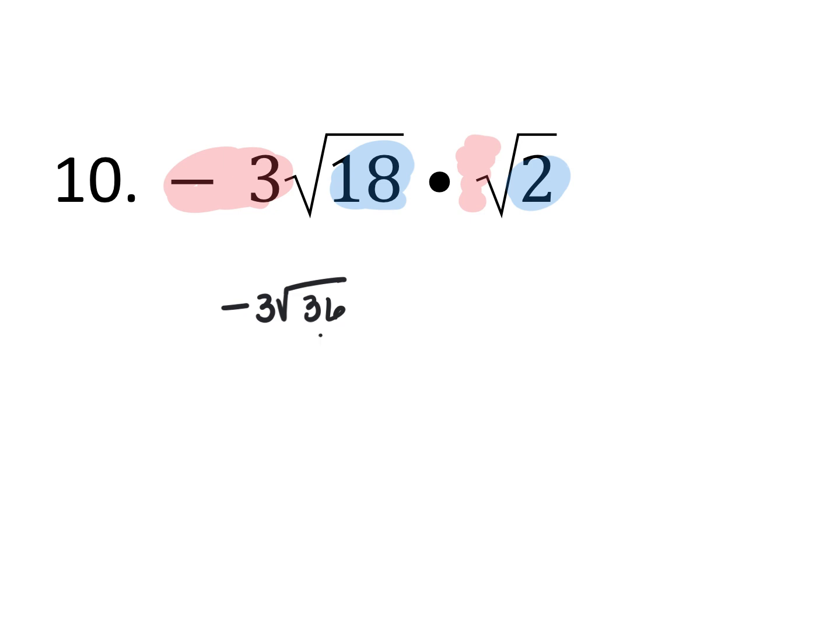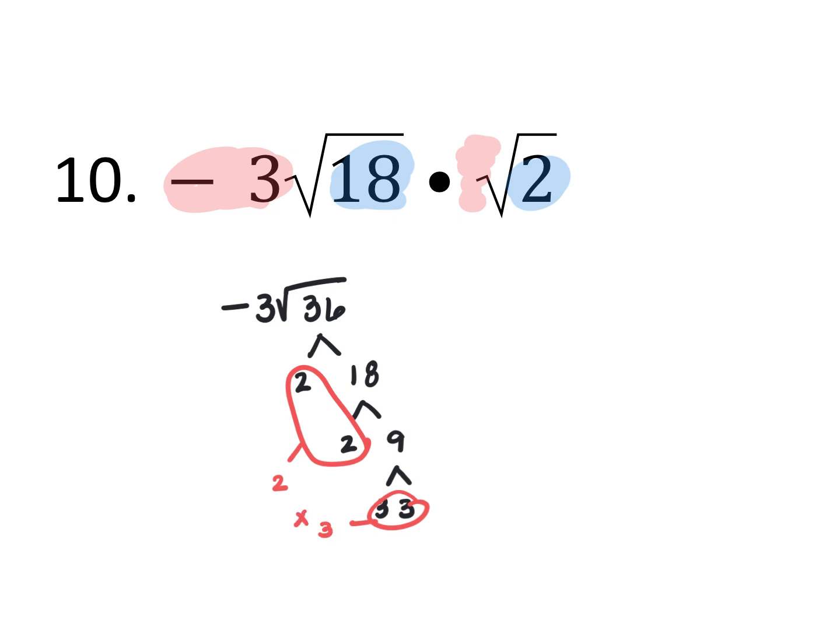And then 36 I can break up. So 36, I'm going to say 2 and 18. 18, I'm going to say 2 and 9. And 9, I'm going to say 3 and 3. Okay, so when I look at these, I have a pair of 3s. And I have a pair of 2s. So this is going to come out as a 2. This is going to come out as a 3.